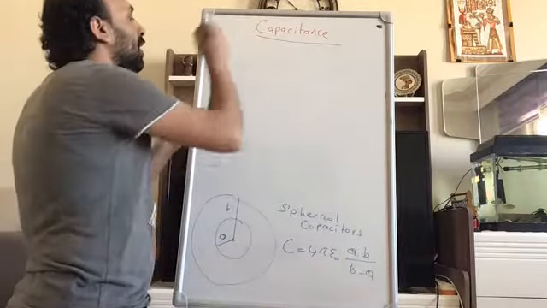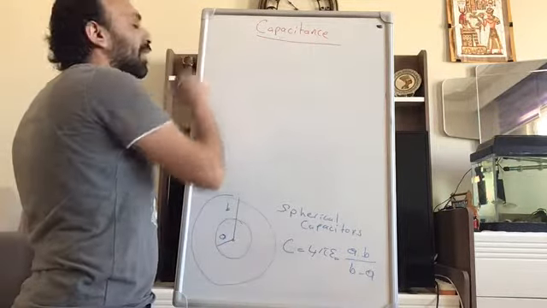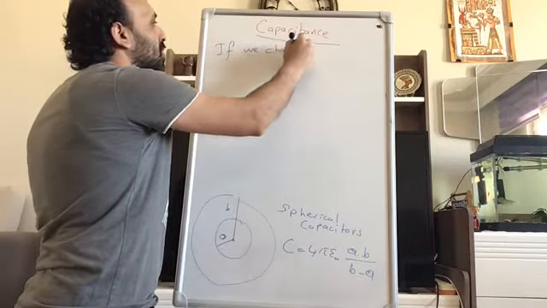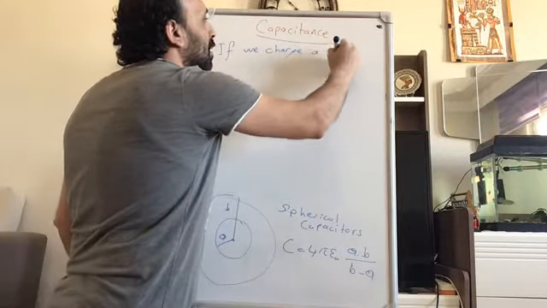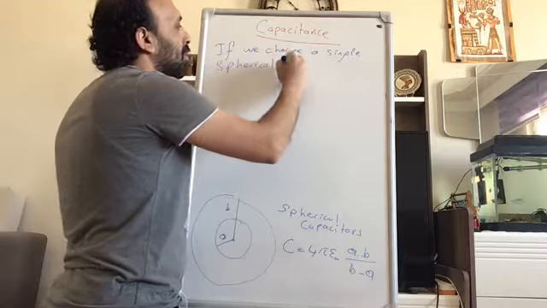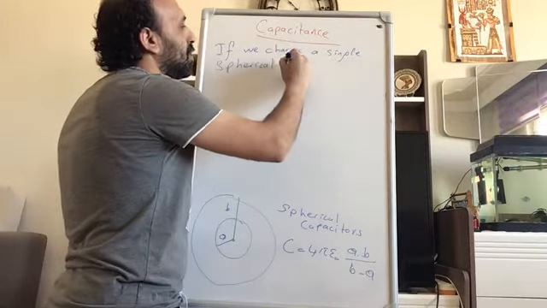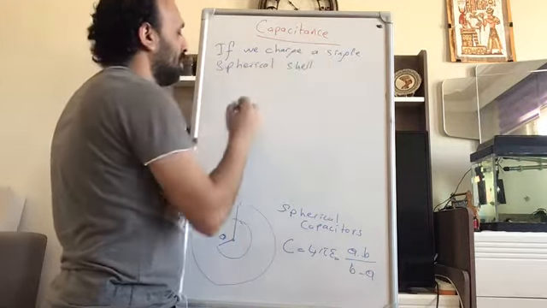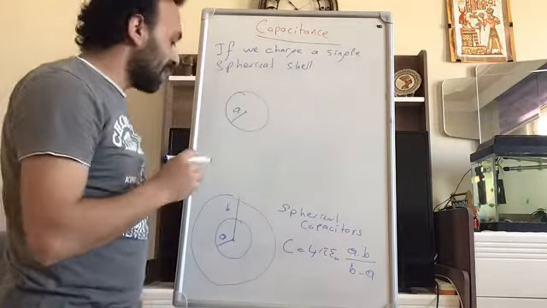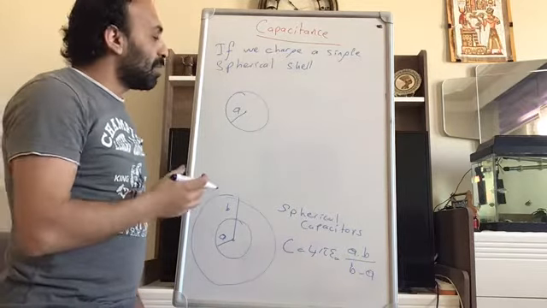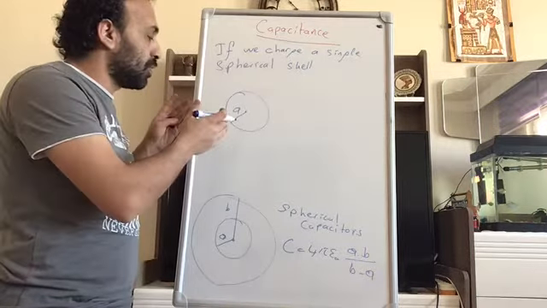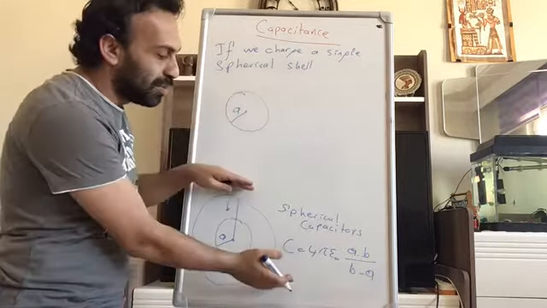So this equation implies that if we charge a single spherical shell, all right, we have only this one. Let's say its radius is A. And what is the capacitance of this single spherical shell if I charge it? And how can we get the answer by using this one?